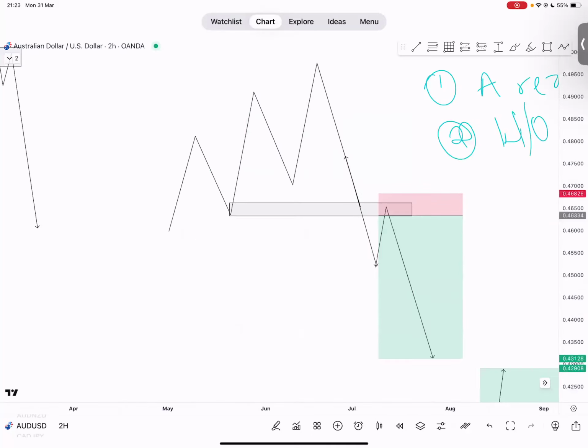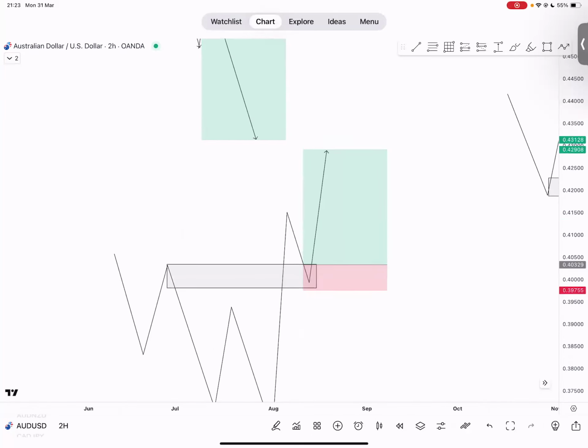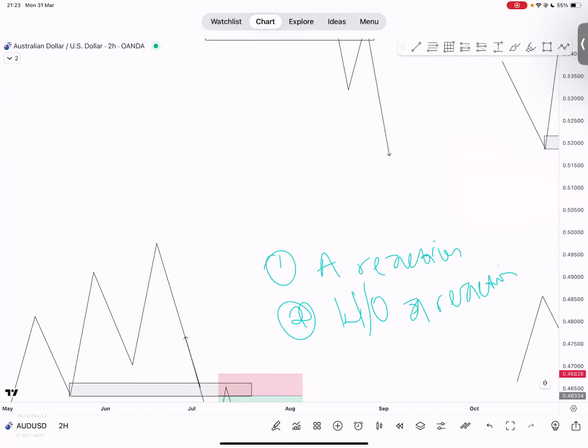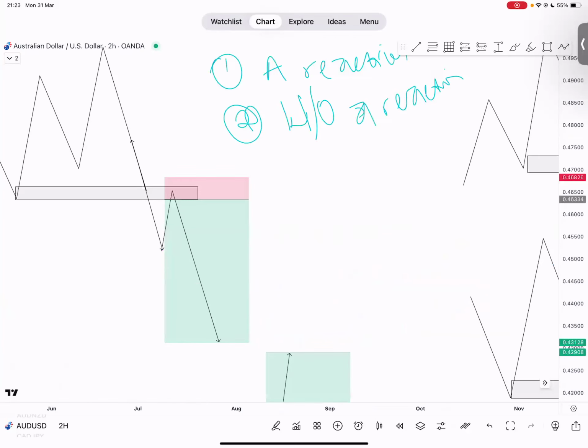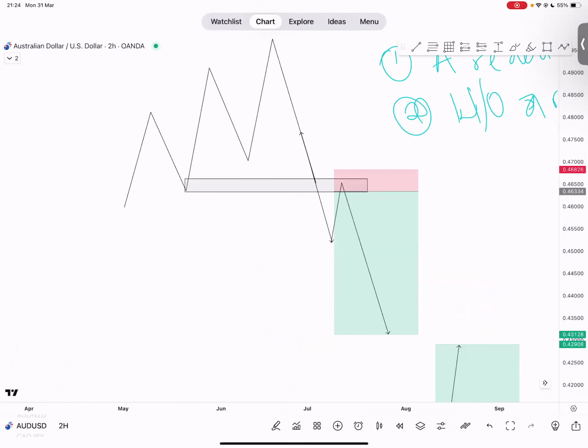You can see the same concept here, right? The one that fails with a significant reaction to it creates a flip zone. So this is the whole idea behind the breaker block.